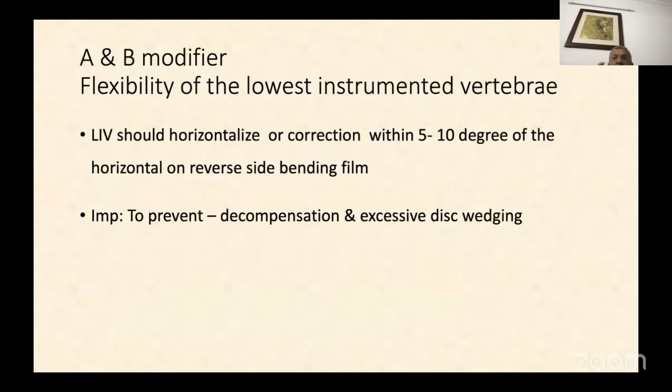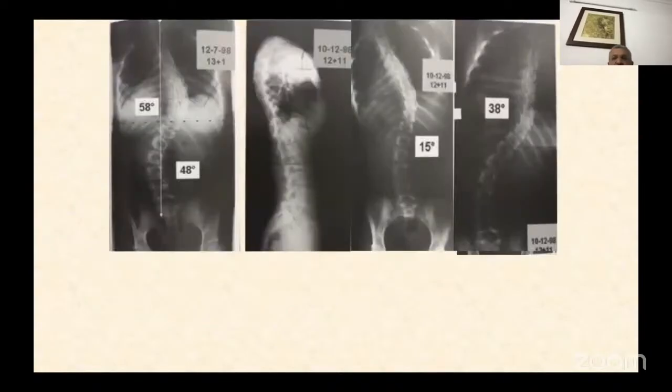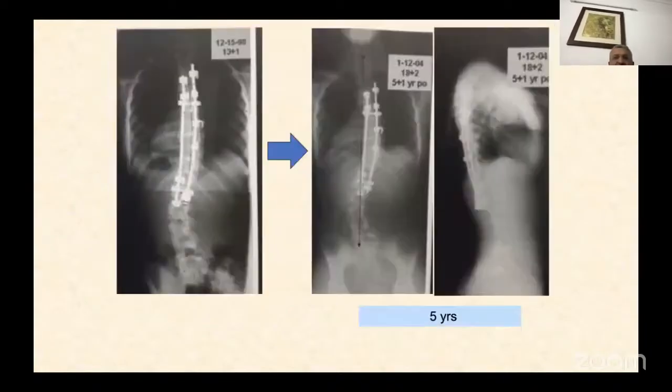In A and B modifiers, you can horizontalize the lower end vertebra. However, in a C modifier, leave the undercorrection, you give some degree of tilt. Therefore, there is a smooth transition between these two. You see, this is an example from the textbook, I mean, from the book chapter, an old technique where they used a modified CD instrumentation. You see how here it is allowed to rotate so that it becomes harmonious with the lumbar curve.